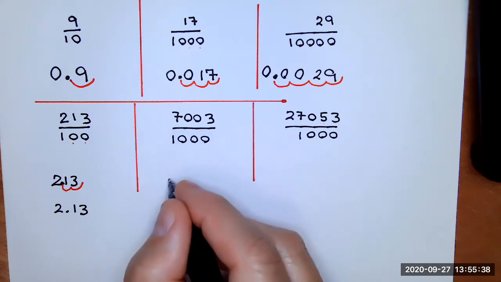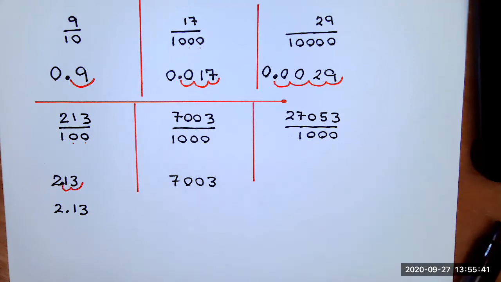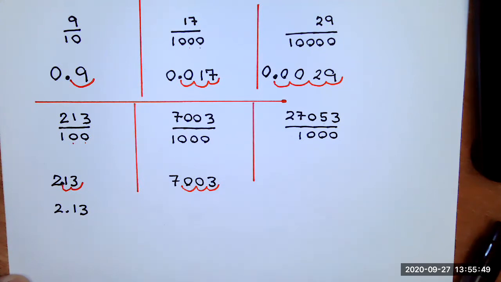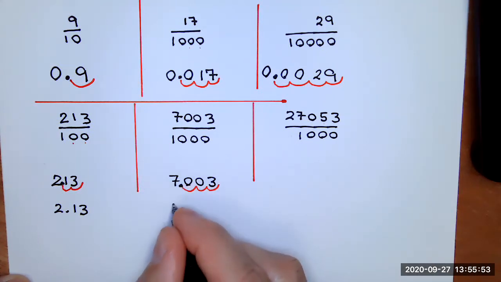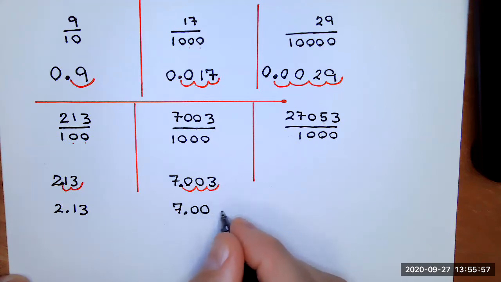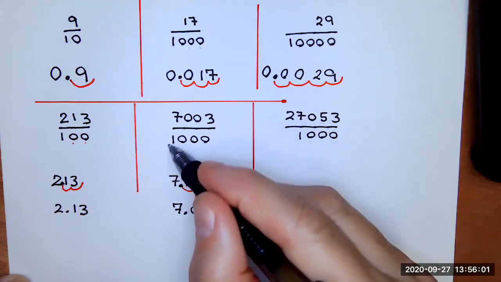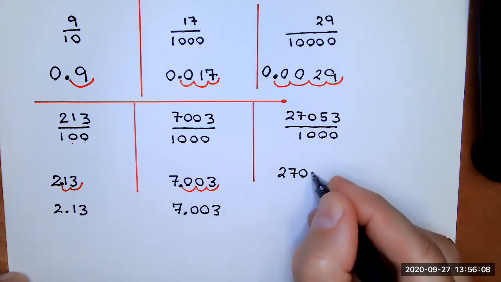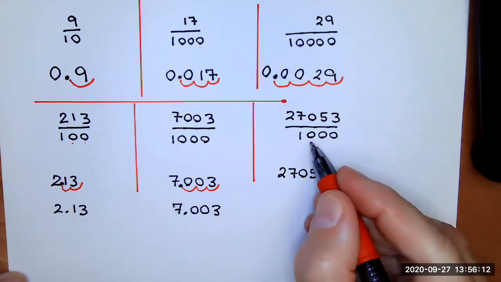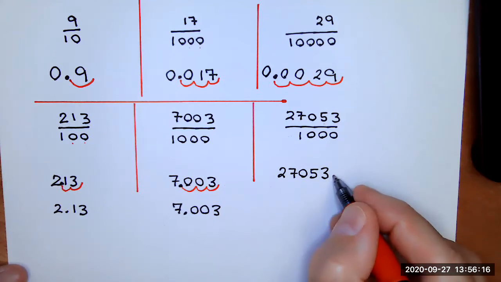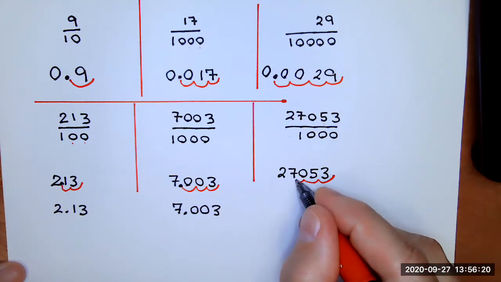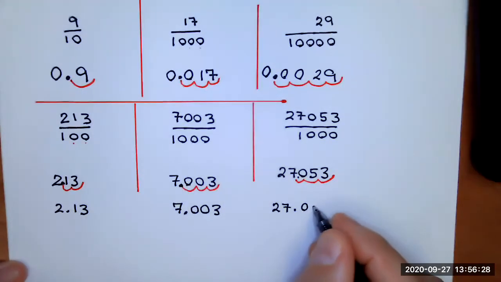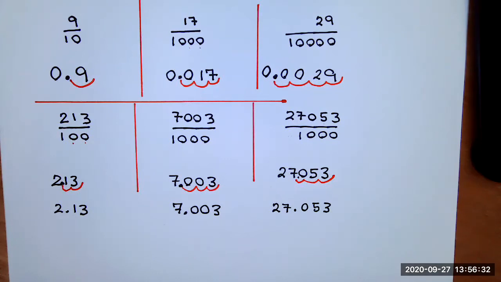Let's try this one. You write the numerator. Count the number of zeros in the denominator. 1, 2, 3. And again, that makes sense. You get a number bigger than one whole because we started with an improper fraction. Count 1, 2, 3. Start at the right, go to the left. 1, 2, 3. 27 and 53 thousandths.